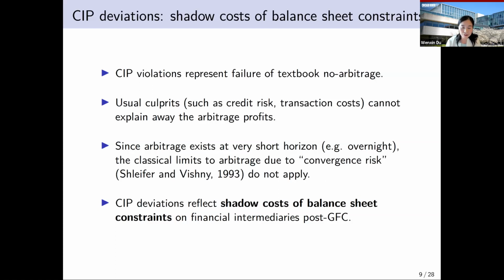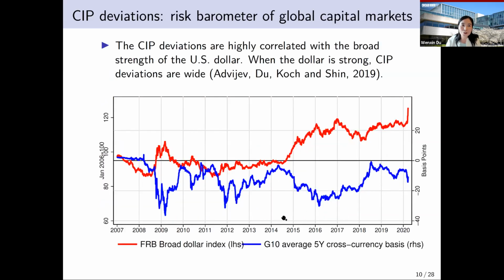It helps us to understand the shadow costs on the balance sheet constraint of financial intermediaries post-crisis. It helps us to further advance this whole literature on intermediary asset pricing. And the third reason that you may also want to care is we like to think about the CIP deviation and the broad dollar strength in general as an overall risk barometer of global capital markets.